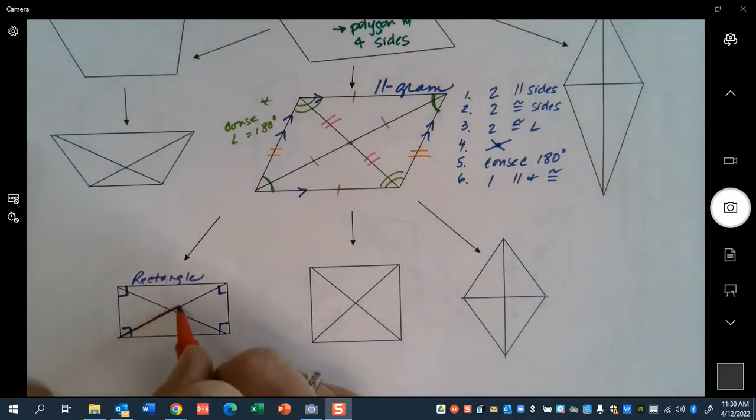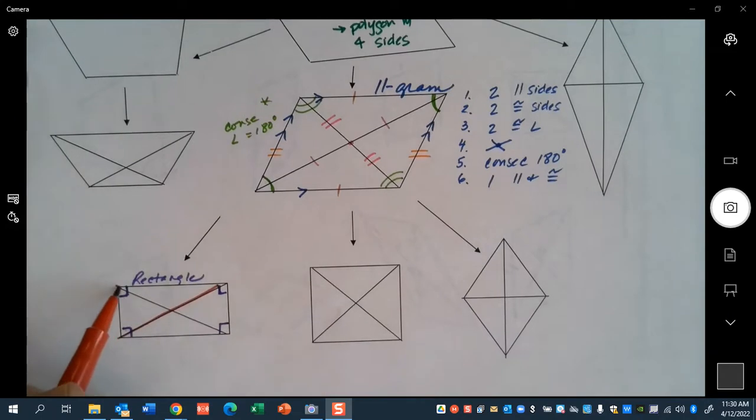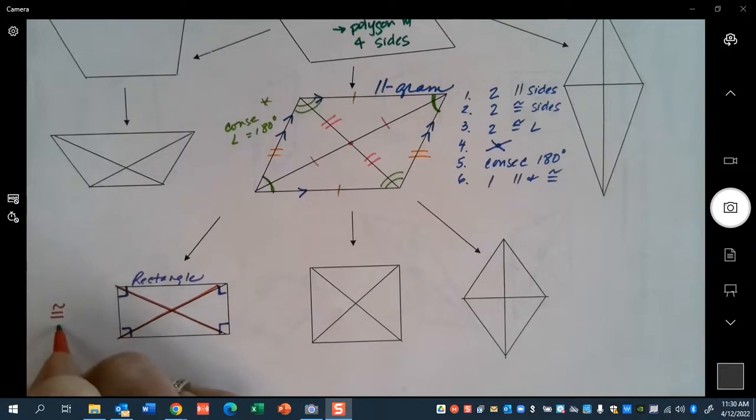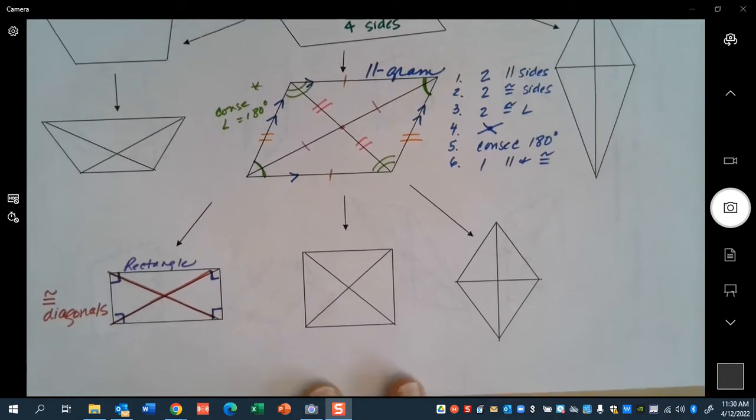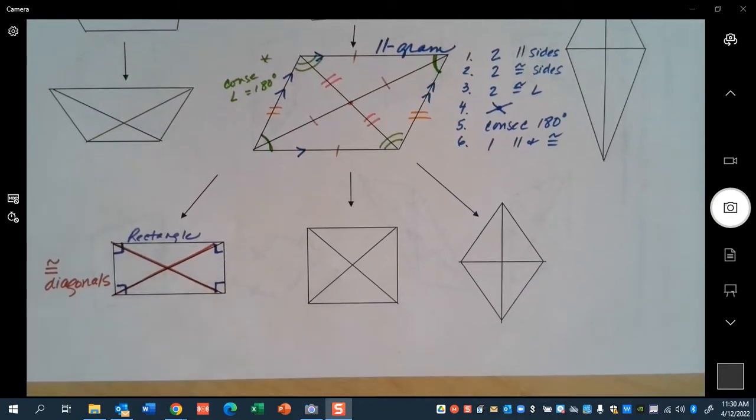Yes, they're bisected, but guess what? They're also going to be congruent. So I'm going to make a note here about congruent diagonals. Everything else is true. Opposite congruent angles, opposite congruent sides, opposite parallel sides, bisecting diagonals, supplementary consecutive angles. That's all still true. The only thing that's new with rectangles is equiangular and congruent diagonals.